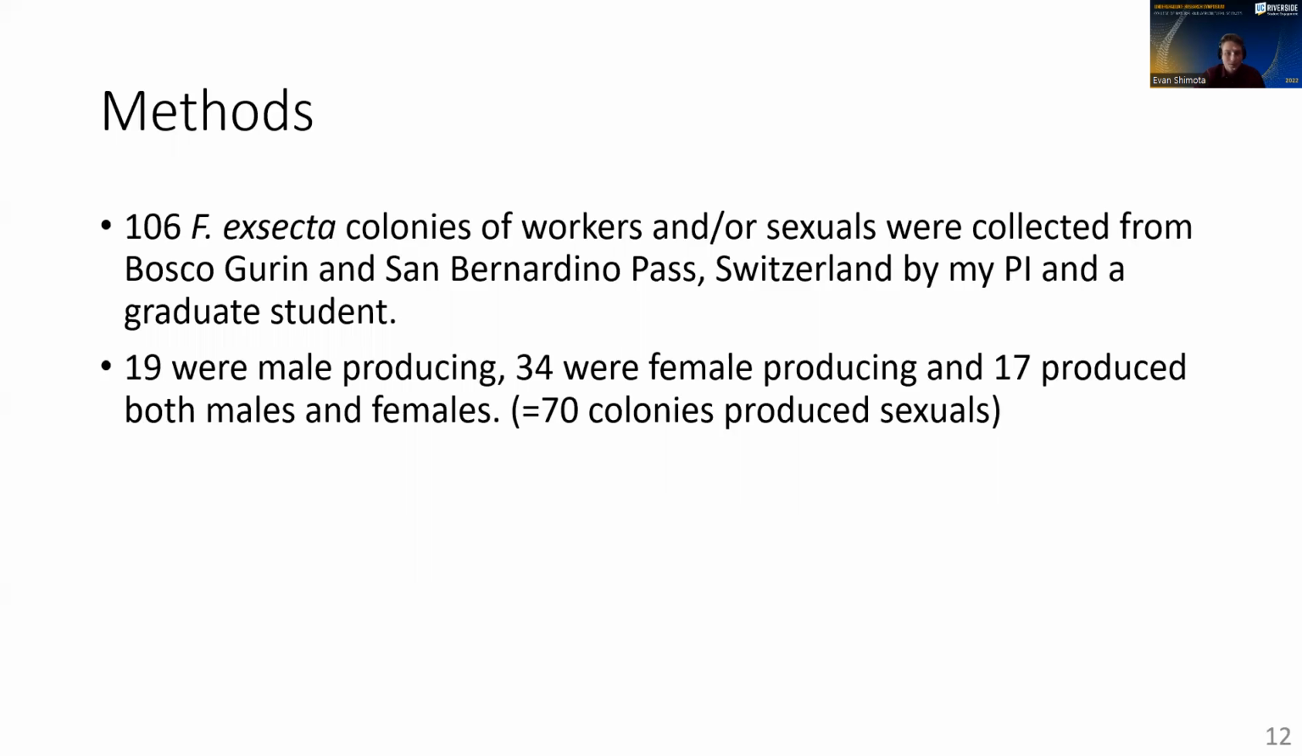My PI and a graduate student collected 106 Formica execta colonies from Switzerland that contained both workers and sexuals. We found that 19 were male producing, 34 were female producing, and 17 produced both males and females.